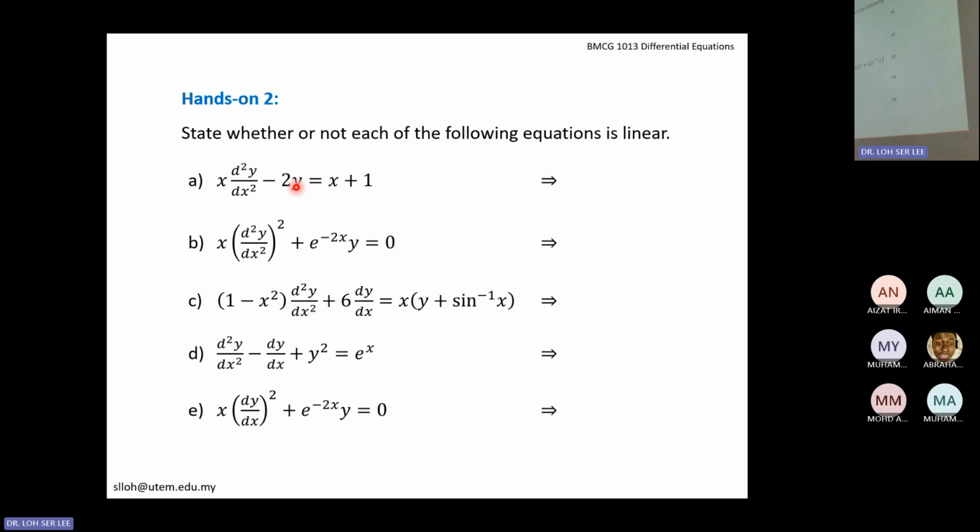And the second criterion: the independent variable is x. Is this x? Yes. This one, constant, is accepted. Is this x? So this is linear. This is a linear differential equation.